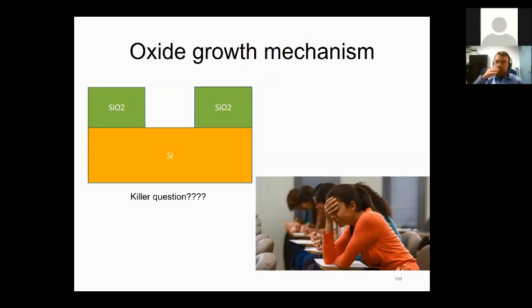I want you to understand that first, we are consuming the silicon. The second is it's going to be different. The oxidation rates will be different if you already have silicon dioxide.